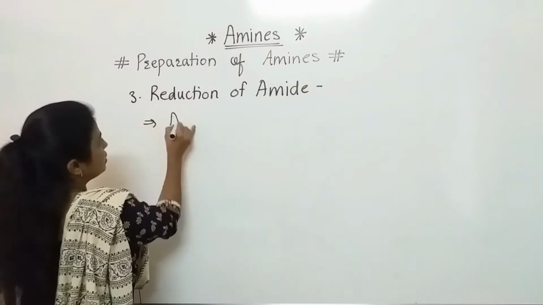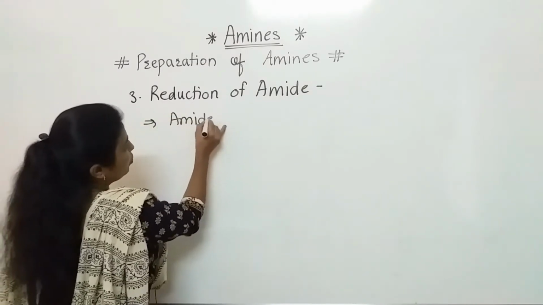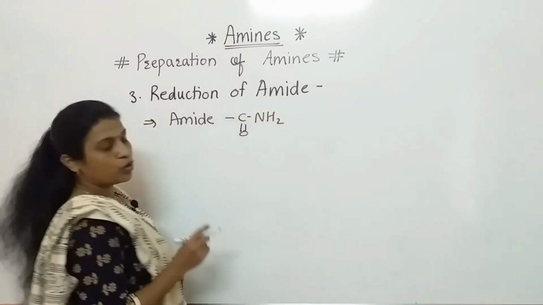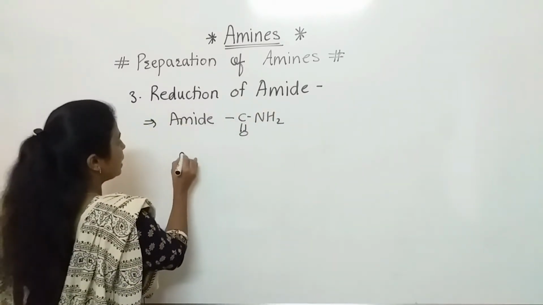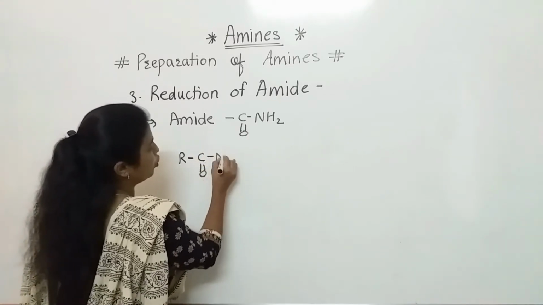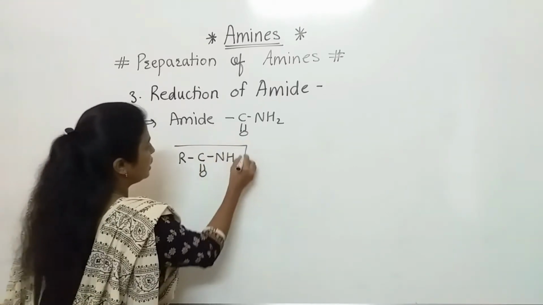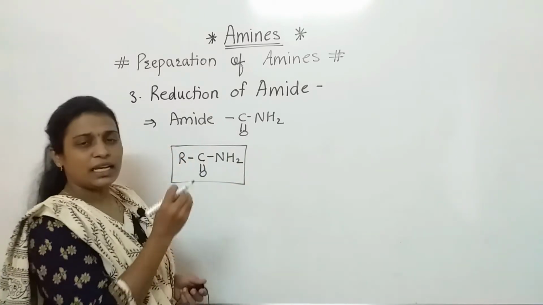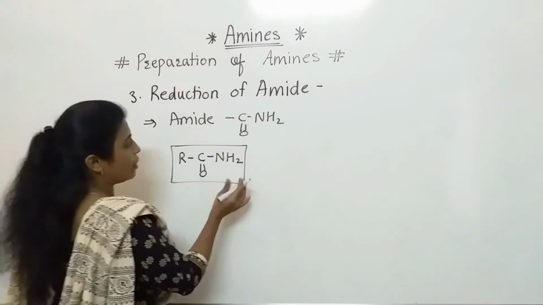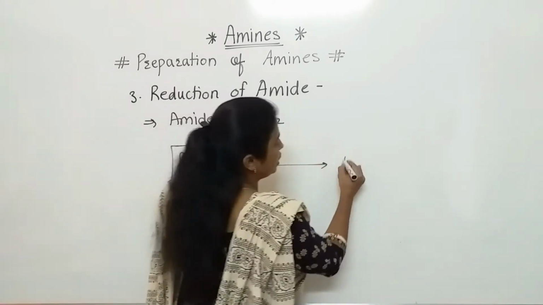So if we consider these amides, the functional group of amide is C double bond O NH2. This is the functional group of the amide. Means one side an alkyl group is there, and on the other side of the carbonyl group an NH2 group will be there. So here we can say that this is the structure of the amide. From that amide we have to convert into the amine.